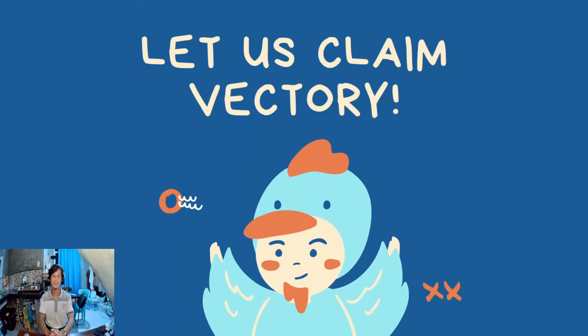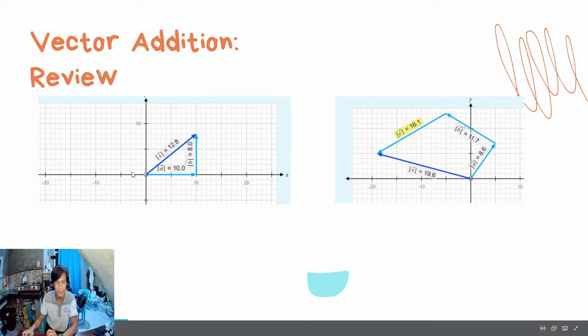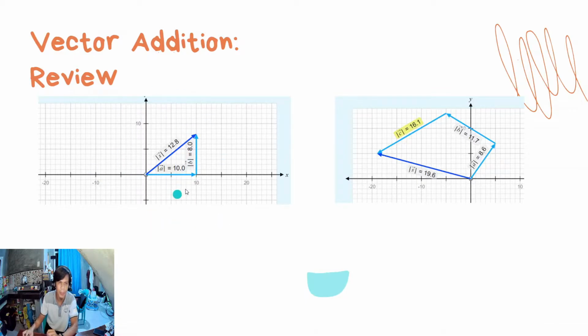Okay, so let us claim victory. To begin, let us have a short review of our previous lesson. So what can you say about these two pictures? That's right. These are the two methods used in order to determine the resultant of vectors. So first, what do we call this method? You can write it on your paper, or you can comment on the chat box below.